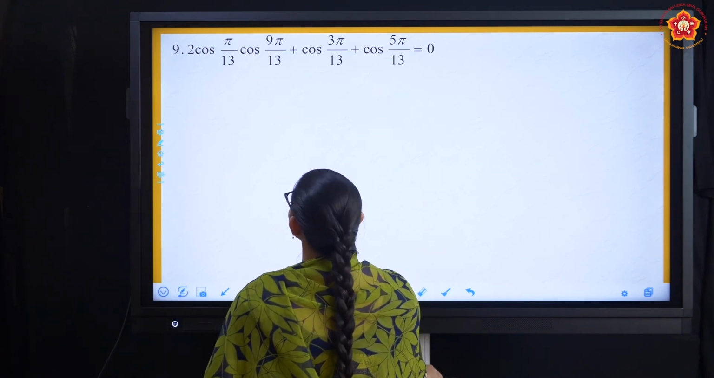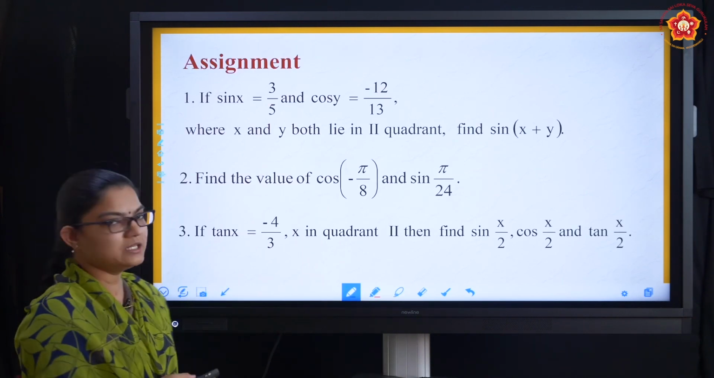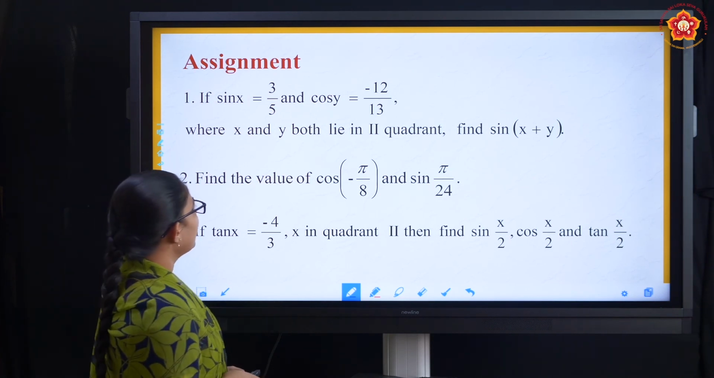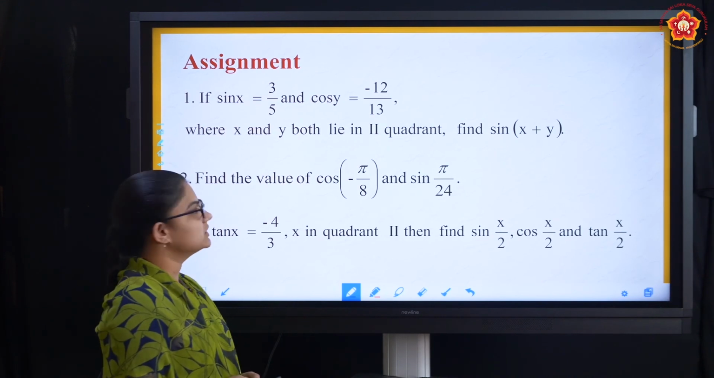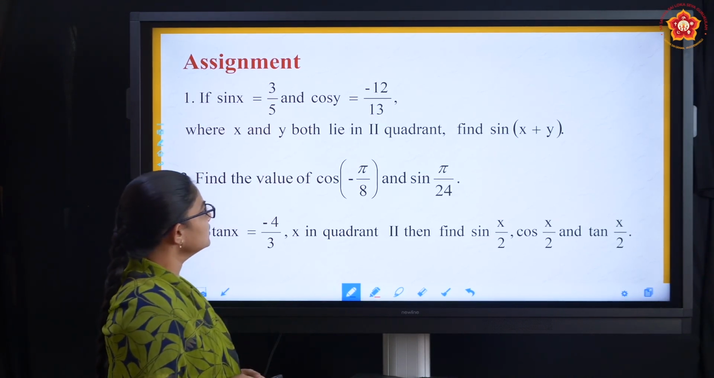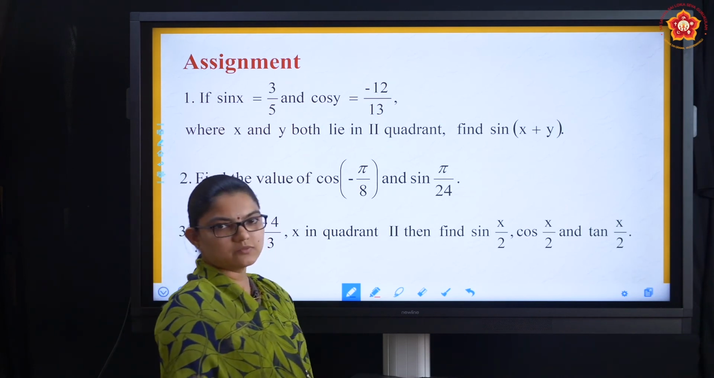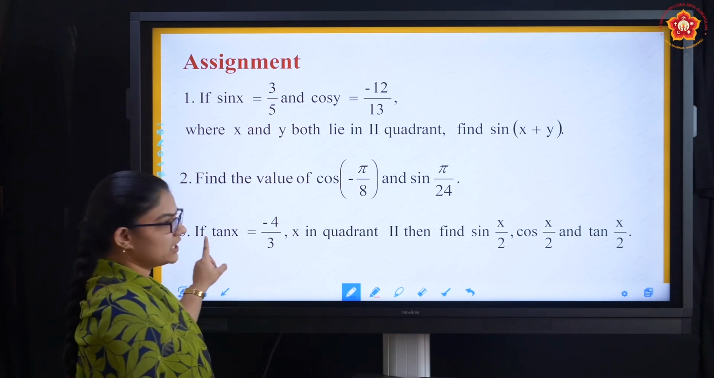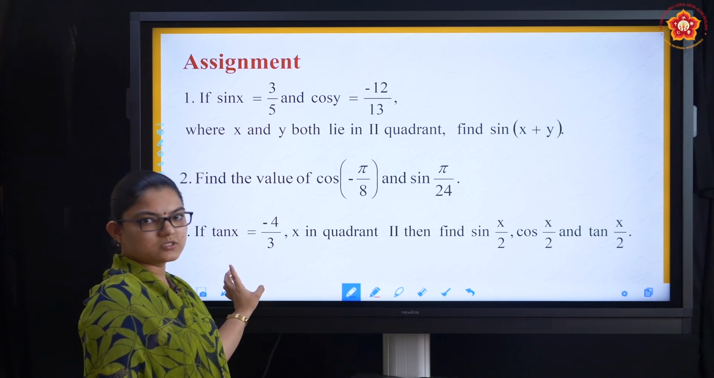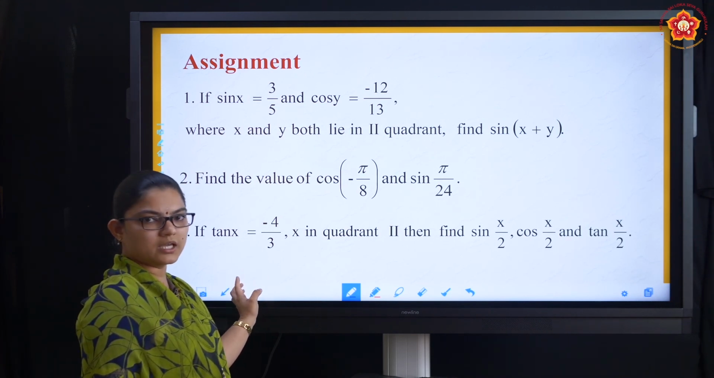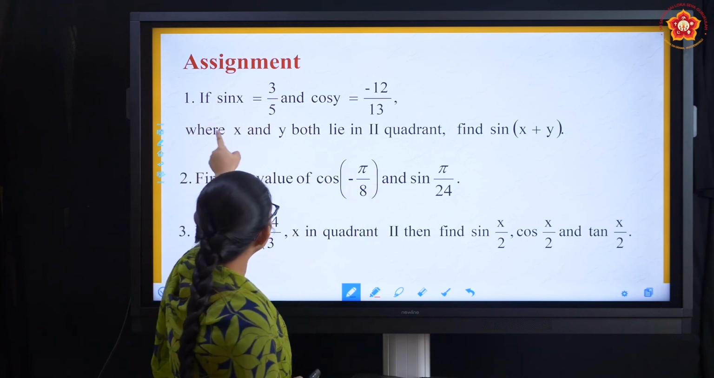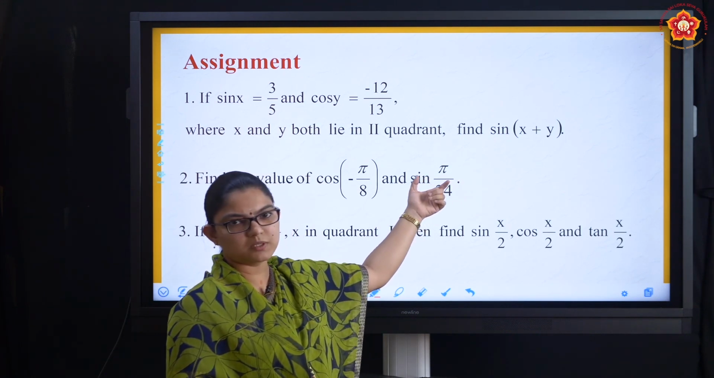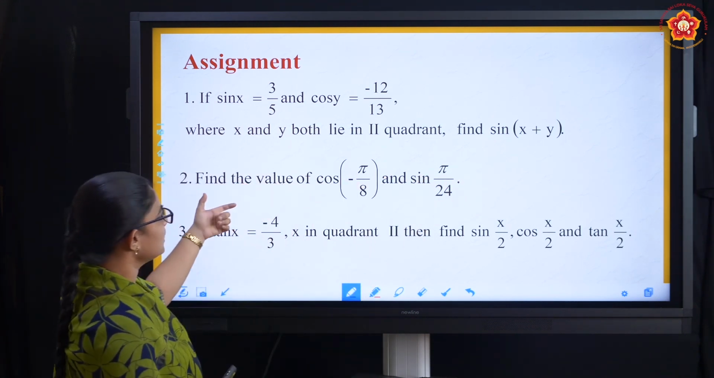Now we have come to the end of the session, where we have assignment questions. The first question is, if sin x is equal to 3 by 5 and cos y is equal to minus 12 by 13, where x and y lie in the second quadrant, find sin (x plus y). Remember x and y are in the second quadrant, so sin x and sin y will be positive and cos x and cos y will be negative. Then find out the value of sin y and cos x and substitute in the sin (x plus y) formula and get the value.